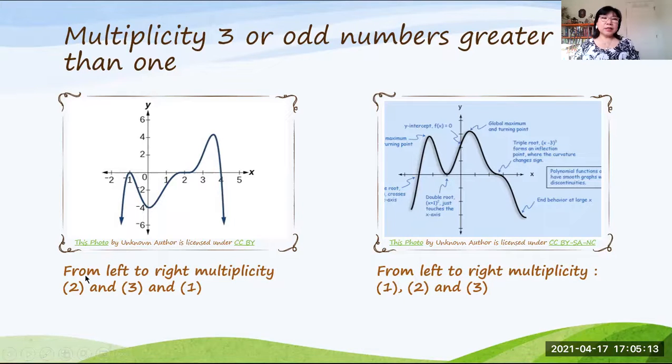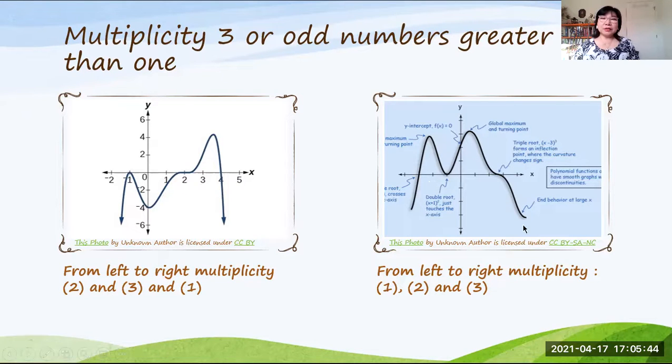So I state here from left to right, we have multiplicity of 2, which is at x equal minus 1. And we have multiplicity of 3 at x equal 2. And multiplicity of 1. So these are the numbers of multiplicity I put in the bracket at x equal 4. So that is the left.